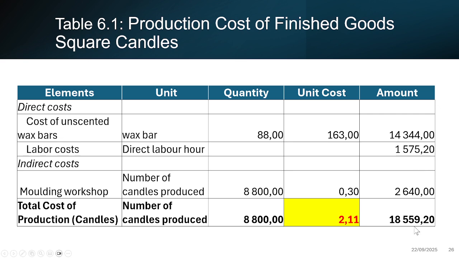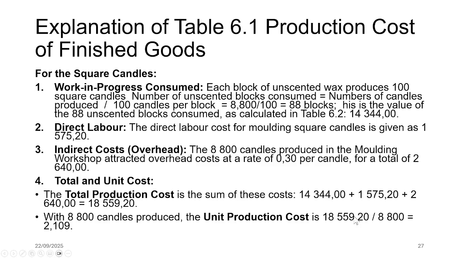Now the total and unit cost is the sum of all of these costs. With 8,800 candles produced, the unit production cost is equal to 18,559 divided by 8,800. So we have 1.11 euro per candle. Here are the details of how we calculate it step by step, right? You can look at it here.